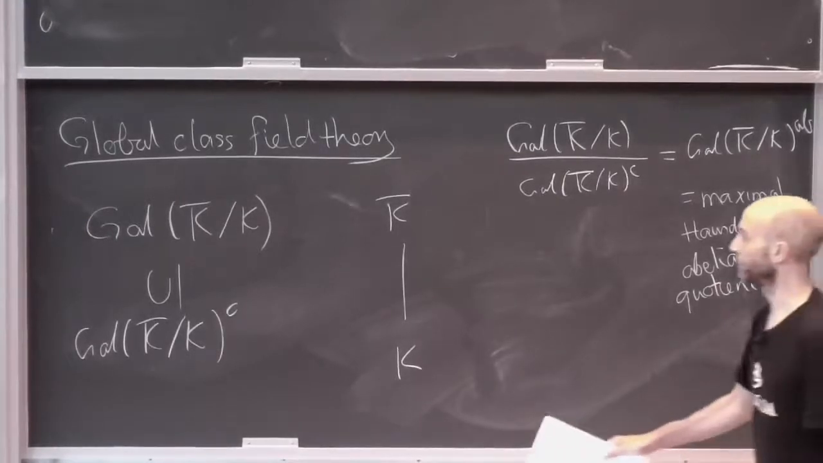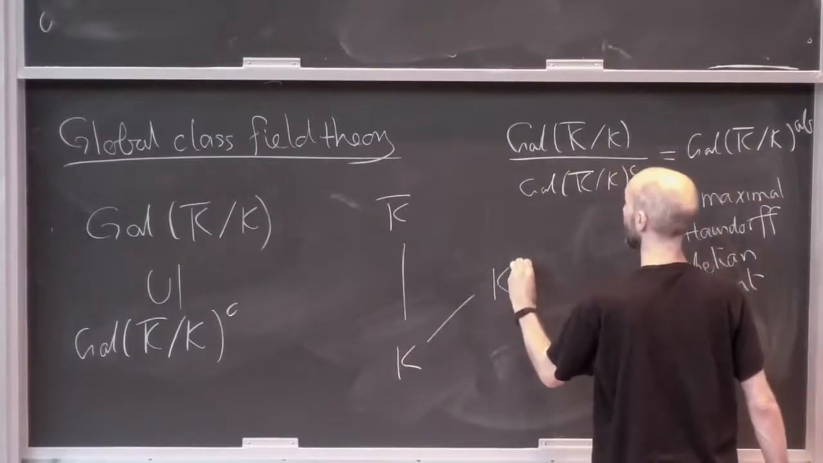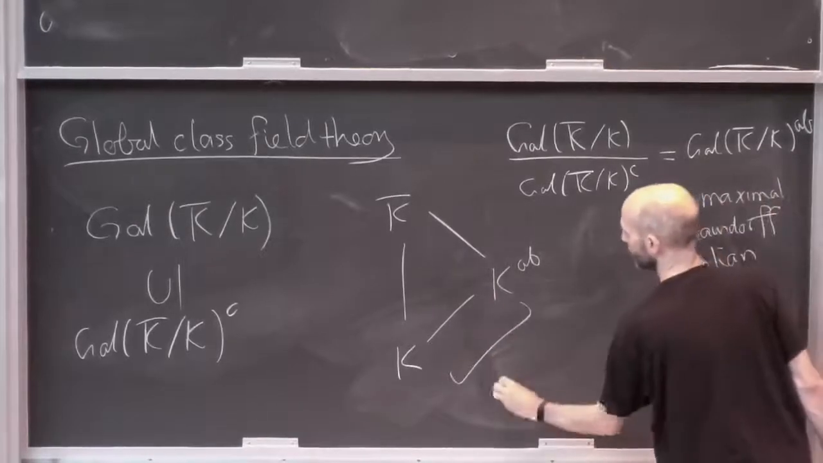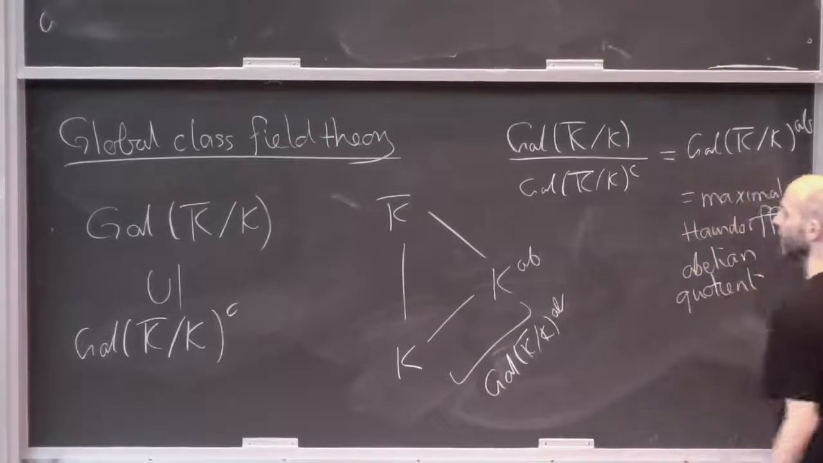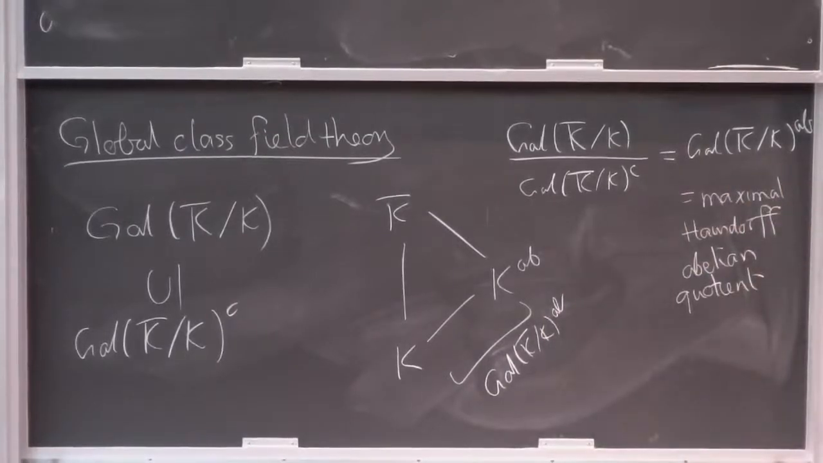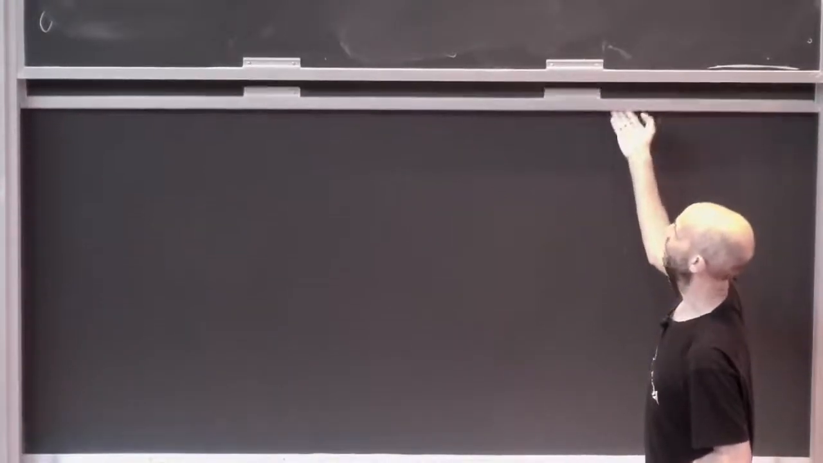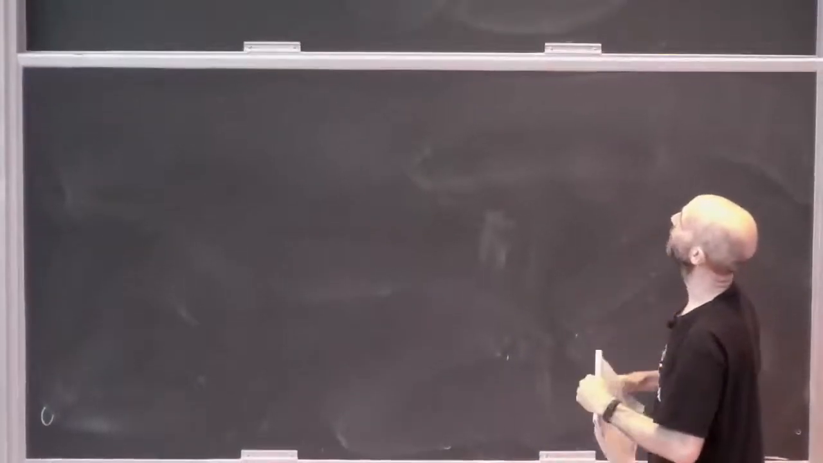And this is a closed subgroup because I've taken the closure, and so it corresponds to some field K ab. So this Galois group here is Gal(K bar over K ab), and the quotient is Gal(K ab over K). So there's the machinery of the fundamental theorem of Galois theory working in the infinite setting. But at the end of the day, you can either think about it in that fancy way, or more prosaically.